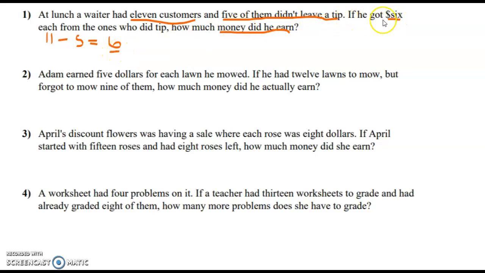And he got $6 from each of them. So that'd be multiplication. 6 people times $6. 6 times 6 is 36. He made $36 from those tips.